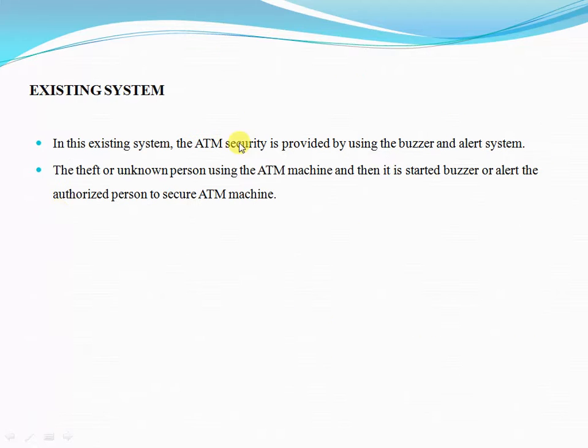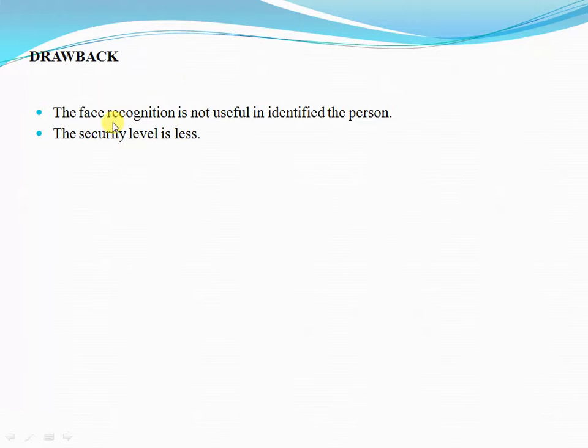In the previous system, they provided ATM security with a buzzer and alert system. If a theft or unknown person is present at the ATM machine, the buzzer produces sound and alerts the authorized person to secure the ATM machine. The drawback of this existing system is that face recognition is not used to identify the person. The security level is very low.